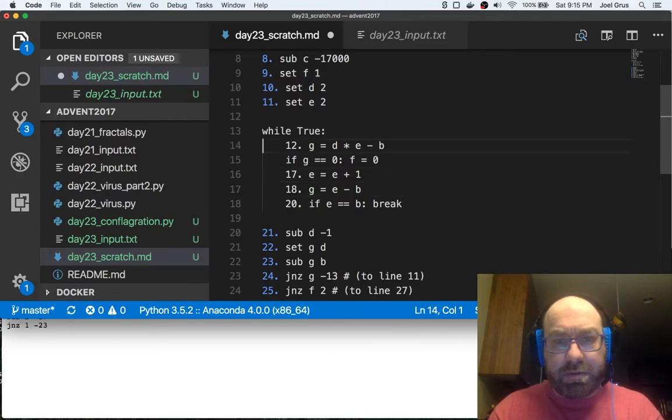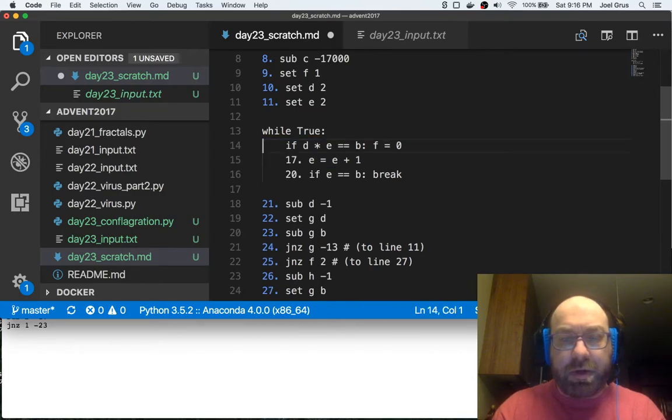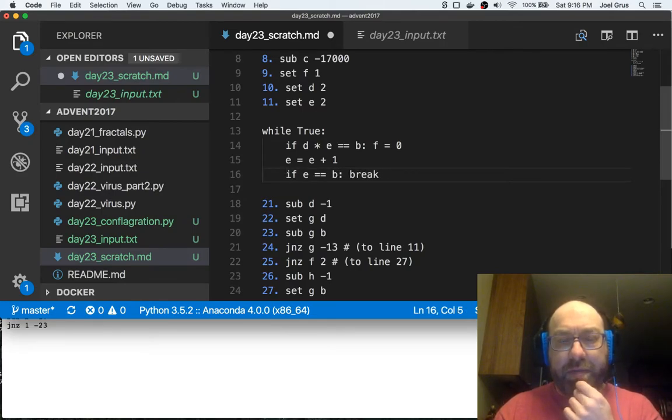and then we can actually get rid of this as well. And I happen to know that G kind of gets set wherever it's needed, so I'm just going to delete that. And now G equals D minus E plus B. So if G equals 0 is really if D times E equals B, set F equals 0, E equals E plus 1, if E equals B, break.